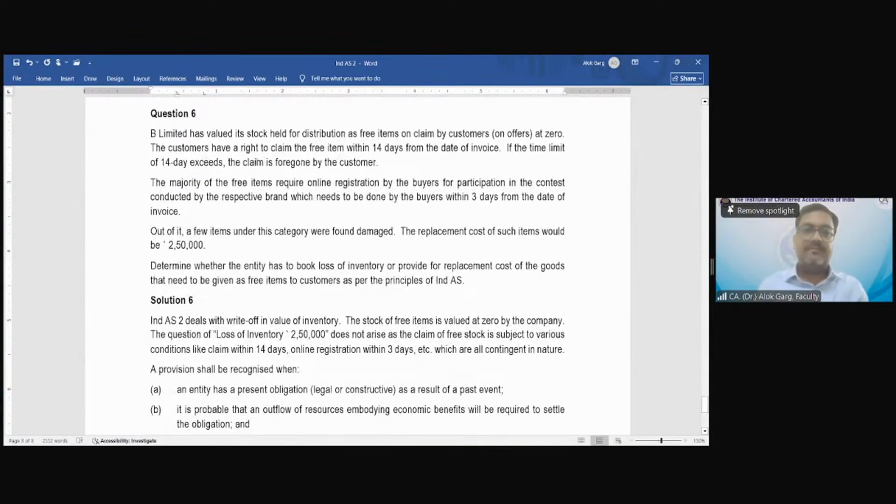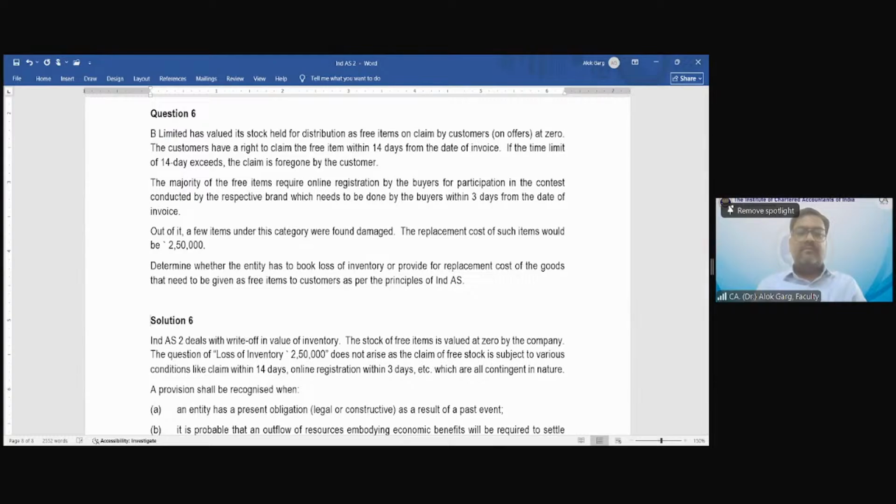Question number 6. B Limited has valued its stock held for distribution as free item on claim by customers at 0. मतलब B Limited के पास कोई स्टॉक पड़ा हुआ है which is held for distribution as free item. Okay. If the customer claims, so B Limited will distribute as a free, okay, at 0, and it is valued at 0.